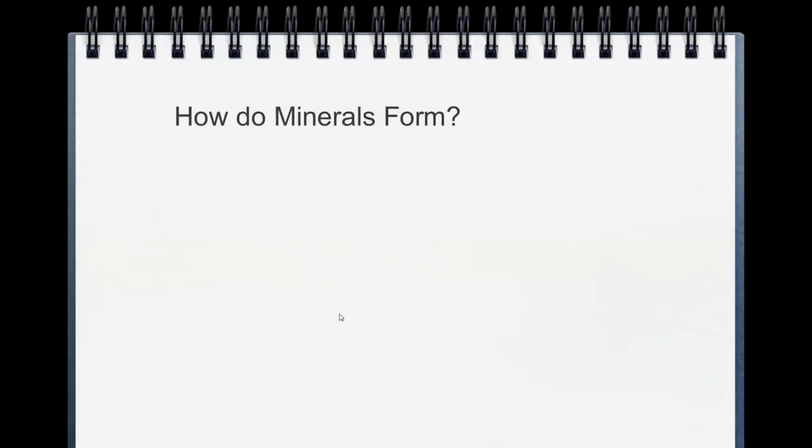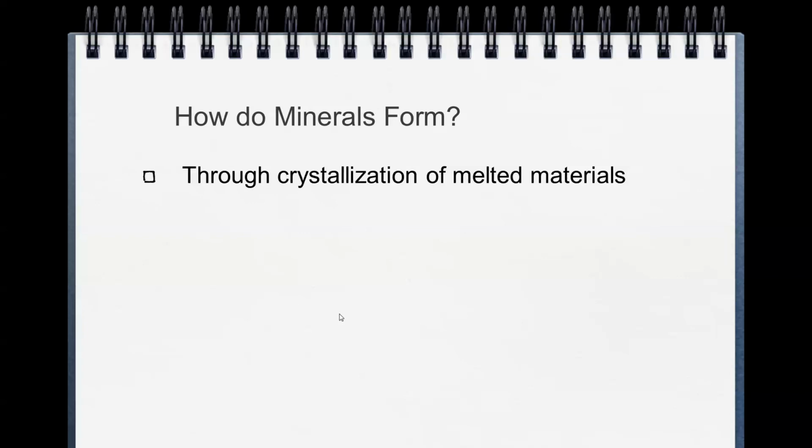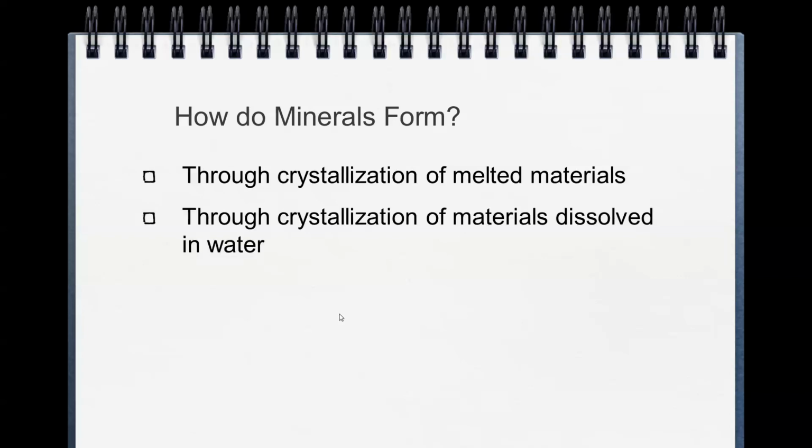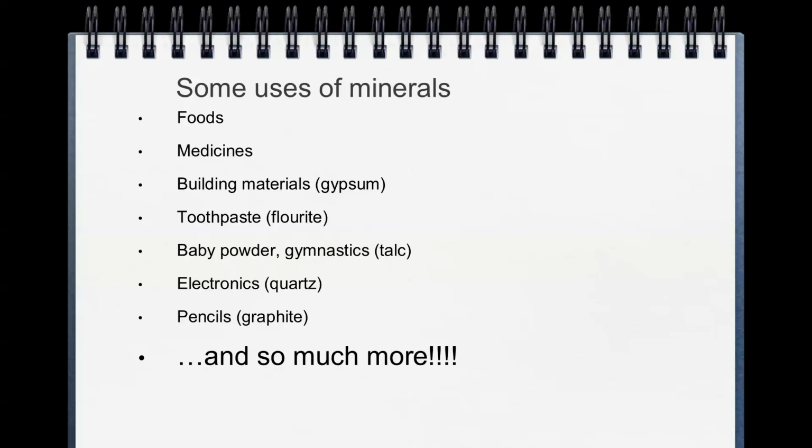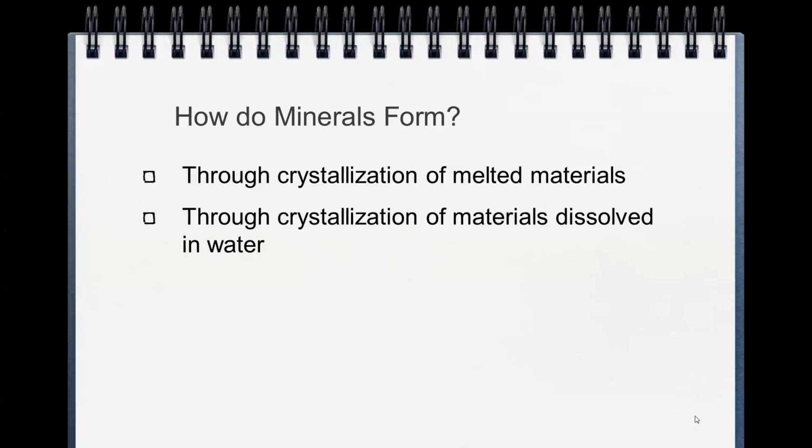Okay, so how do minerals form? They form through crystallization of melted materials, and through crystallization of materials dissolved in water. They have to become crystals, and then the material that caused the crystallization dissolves away, and what you're left with is the mineral.